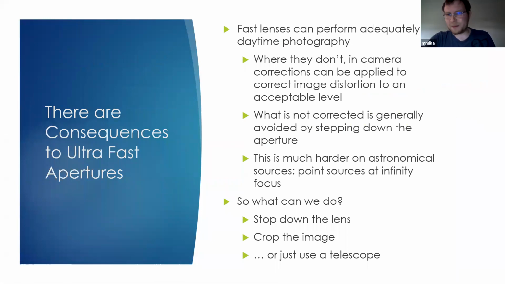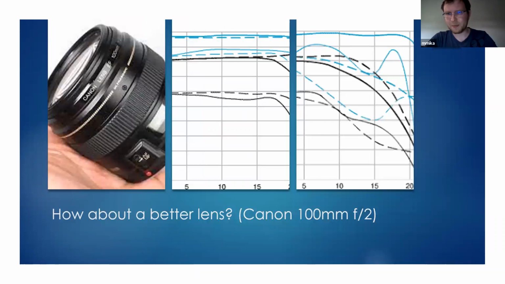You can sometimes crop the image, or you can just use a telescope, but now we've kind of defeated the purpose of using our handy dandy camera lens and we have to go out and buy a telescope. Because what's the point of taking our 1.8 lens and stopping it down to f8? Telescope is generally faster.